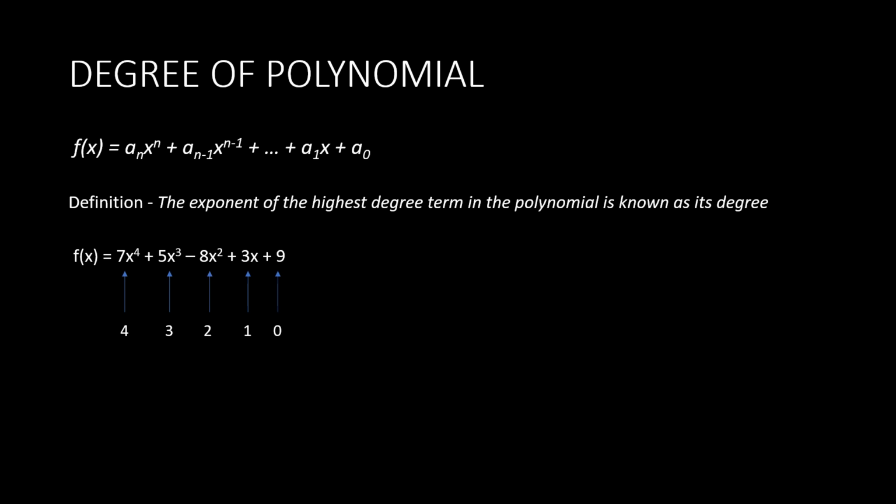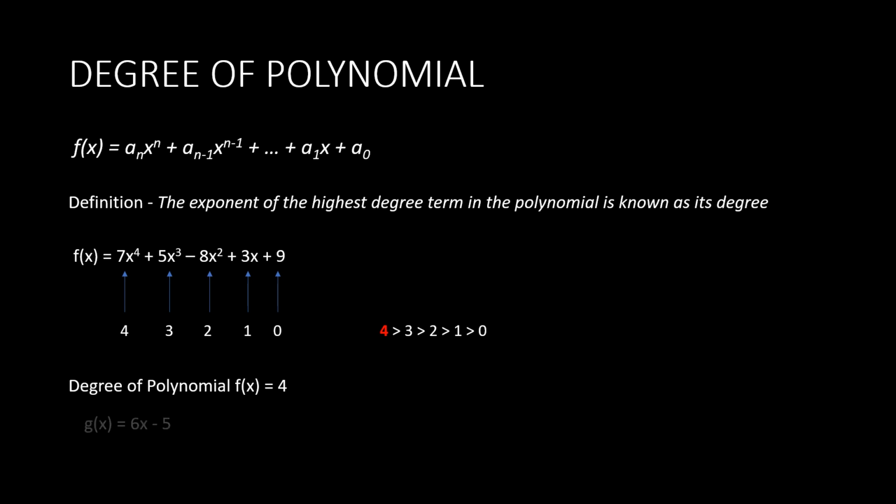So here in this polynomial containing 5 terms, we have 5 different powers: 4, 3, 2, 1 and 0. And if you see, the number 4 is greatest of all the powers. So therefore we conclude that the degree of the polynomial is the greatest power, the greatest degree term in the polynomial. As you can see, the greatest power is 4. So the degree of polynomial f of x is 4.